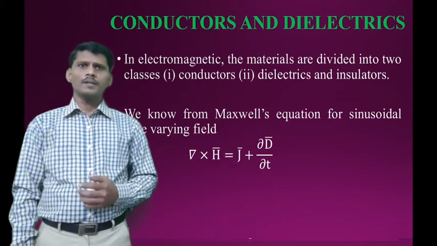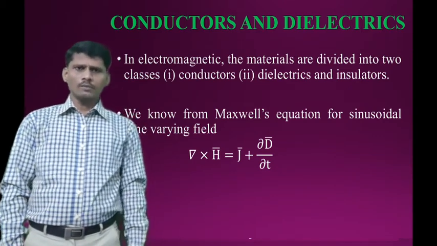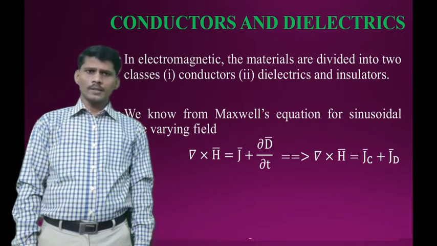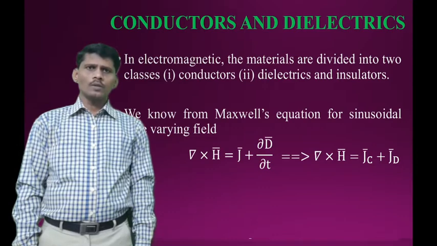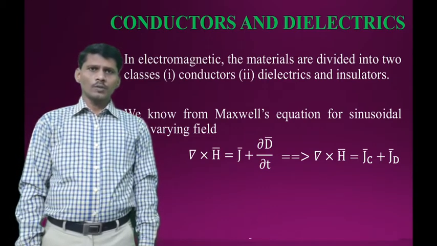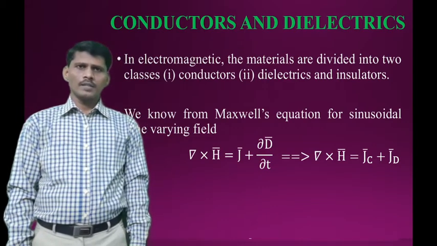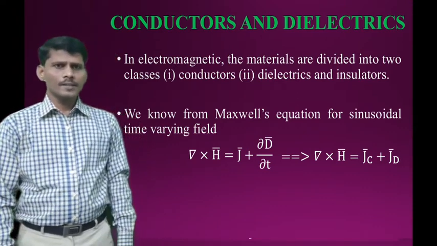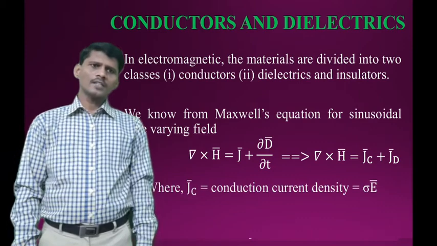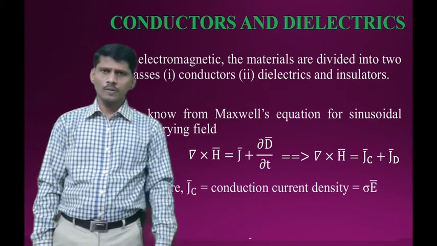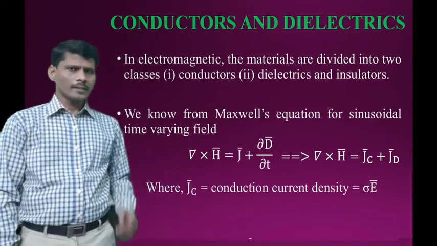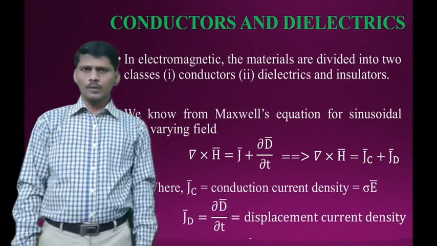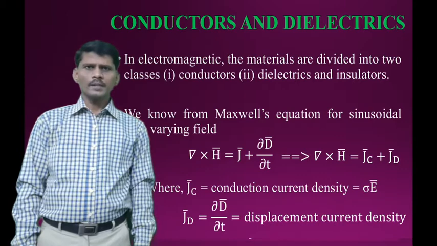For sinusoidal time varying fields, Maxwell's equations are given by del cross H bar is equal to J bar plus dou D bar by dou t. So del cross H bar is equal to Jc bar plus Jd bar, where Jc bar is the conduction current density and Jd bar is the displacement current density. The conduction current density Jc bar is equal to sigma into E bar, and the displacement current density Jd bar is equal to dou D bar by dou t.